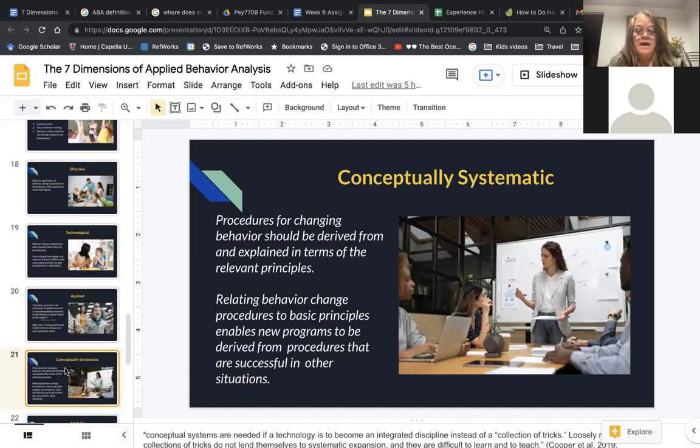And it can guide how we respond. Because one thing is for sure about children, they're going to do something that's going to surprise you. And so understanding the principles and being conceptually systematic will help us respond in ways that will encourage good behavior.